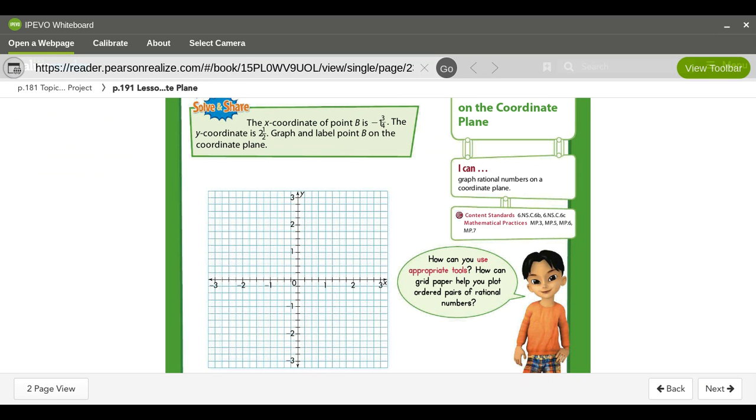We're going to take a look at your solve and share on page 191. And we're going to look at the skill for your solve and share and then also for your look back. So your solve and share says the x coordinate of a point B is -1 3/4. The y coordinate is 2.5. Graph and label point B on the coordinate plane.